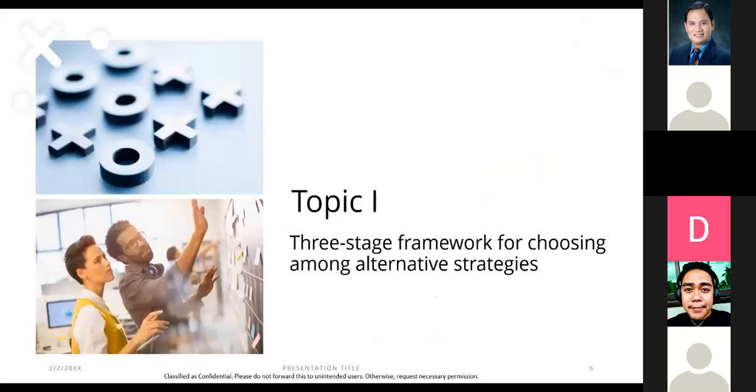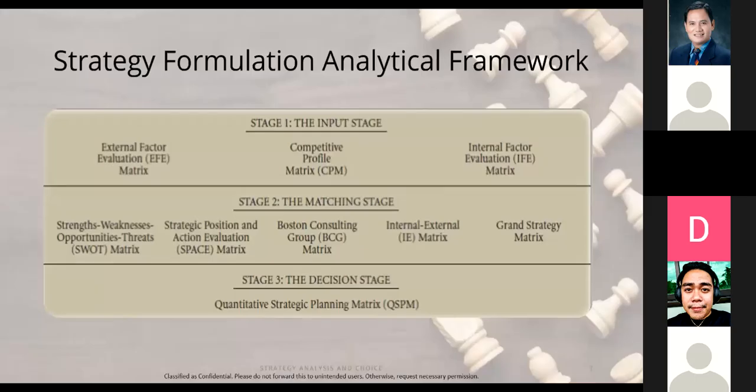Topic number 1 will cover the three-stage framework for choosing among the alternative strategies. The strategy formulation analytical framework has 3 stages. Stage number 1, which is the input stage, has 3 tools: EFE, CPM, and IFE. The second stage is the matching stage, which uses 5 techniques including SWOT, SPACE, BCG, IE, and Grand Strategy Matrix. The last stage is the decision stage, which has only one tool, the QSPM.